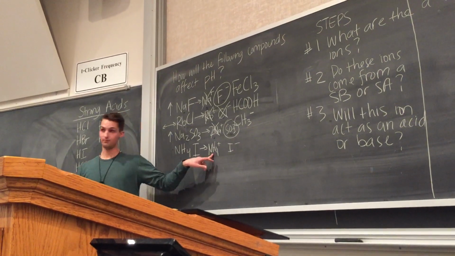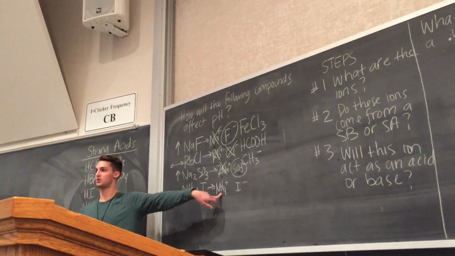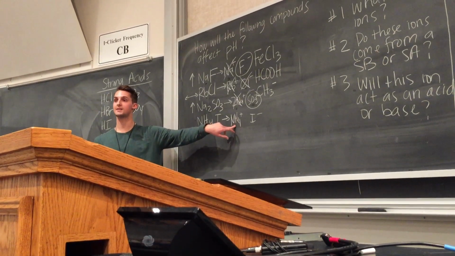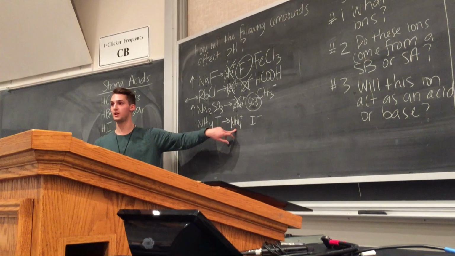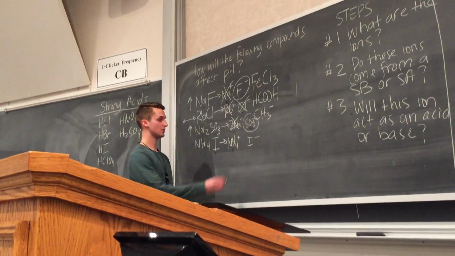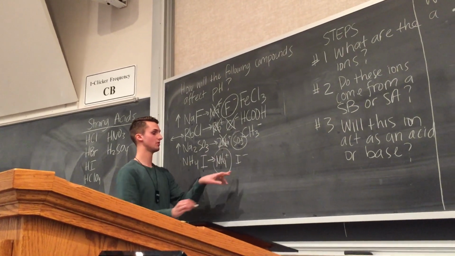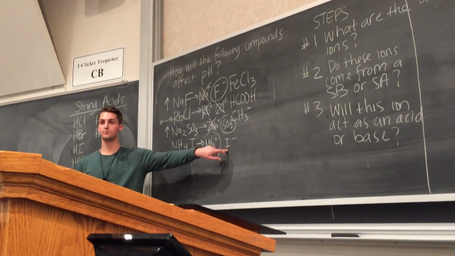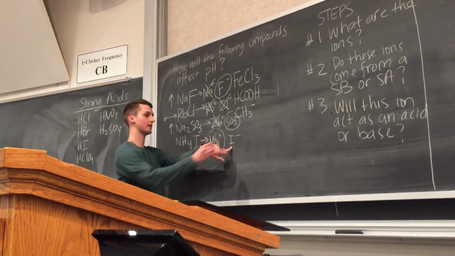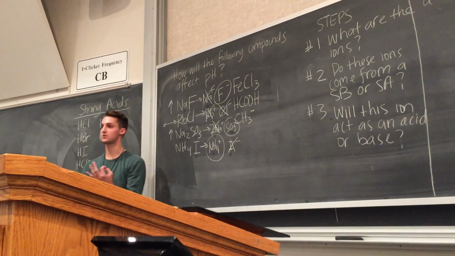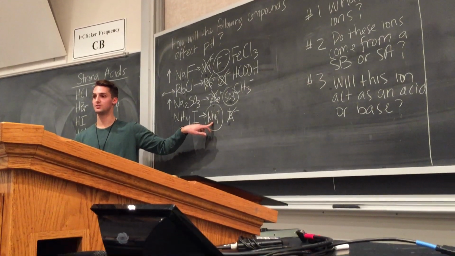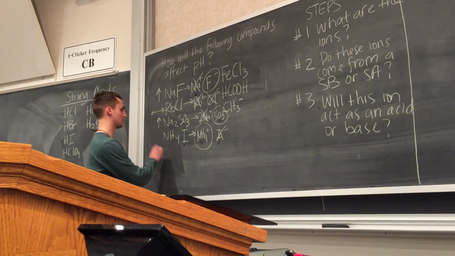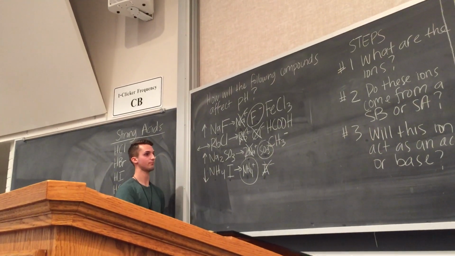Ammonium, does this come from a strong base or a strong acid? No, it's the conjugate acid of ammonia, which is a weak base. So this will affect the pH. I minus comes from a strong acid, hydriodic acid, so not going to affect the pH, okay? So now our third step is, what is this going to do? Is this going to act like an acid or is it going to act like a base? Acid. Okay, you guys are catching on. So this one would lower the pH.